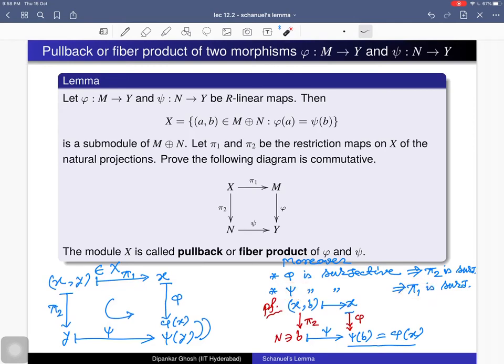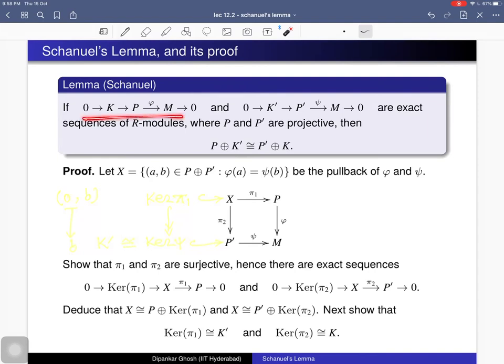We will use that to prove the following. You consider these two short exact sequences, where P and P prime are projective R modules, and you have a fixed R module M here. We need to prove this isomorphism. Here we consider these two short exact sequences. Therefore, we have these two module homomorphisms, phi and psi. Phi is a module homomorphism from P to M, and psi is a module homomorphism from P prime to M. So, we consider these two module homomorphisms, and then we can consider its pullback.